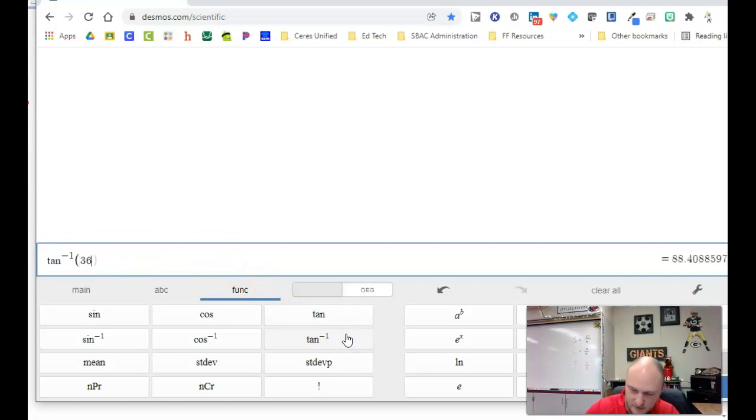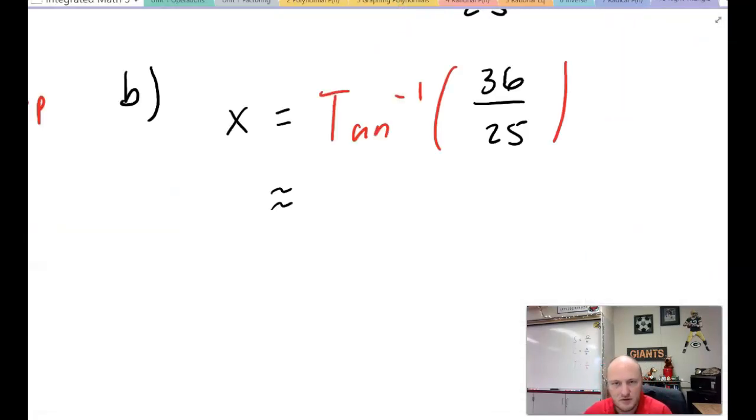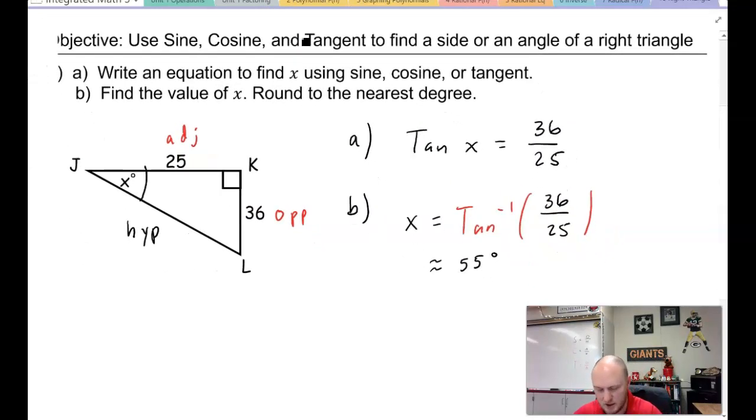Tan inverse of 36 divided by 25. 55.222, so just 55 degrees. Okay. These aren't too bad, yeah?